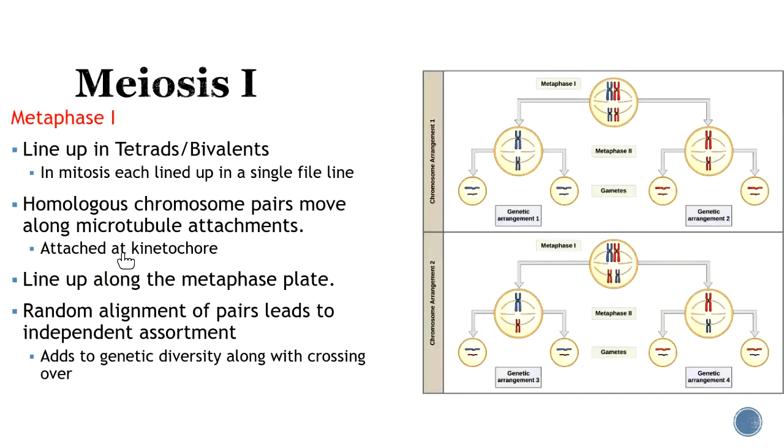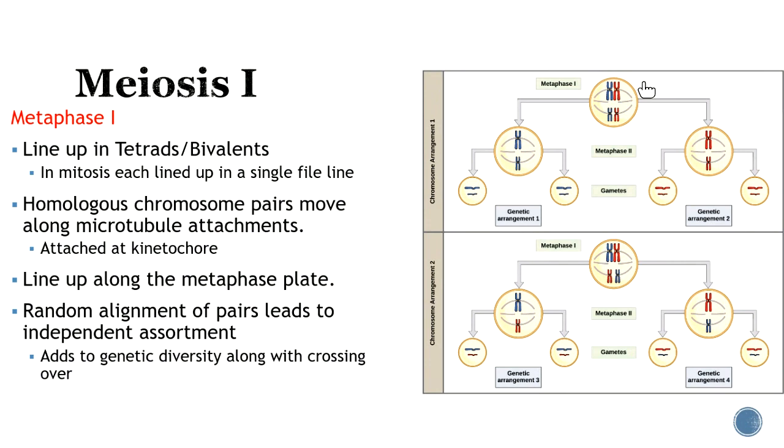Now in metaphase 1, we're going to have the tetrads, another term is a bivalent for them, line up. So if you're in mitosis, everyone lined up like a single file line. But in metaphase 1, the tetrads stay together. So here's tetrad set 1, here's maybe tetrad set for chromosome 2. Now, something that happens that does lead to some genetic variation is called random alignment. And this is one way that you get some genetic diversity.